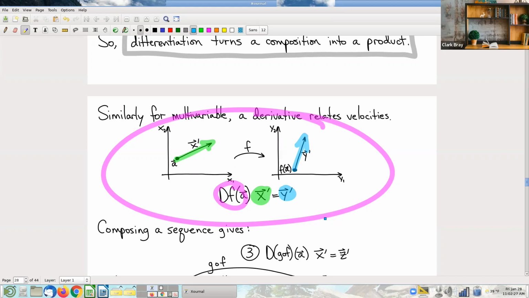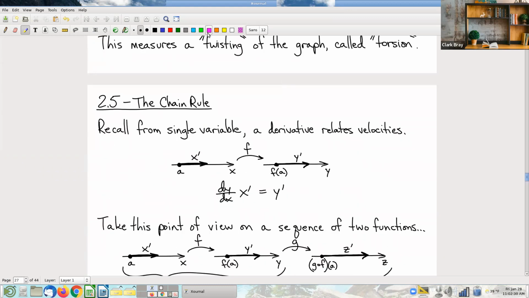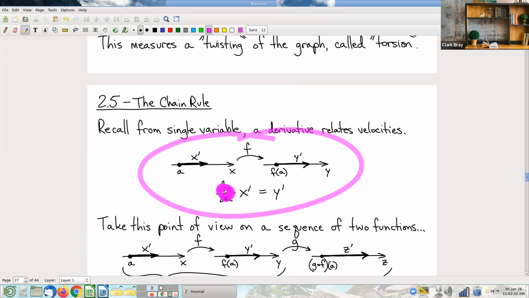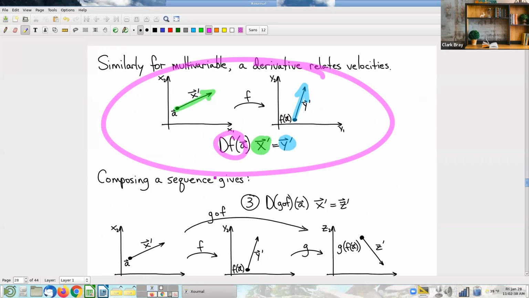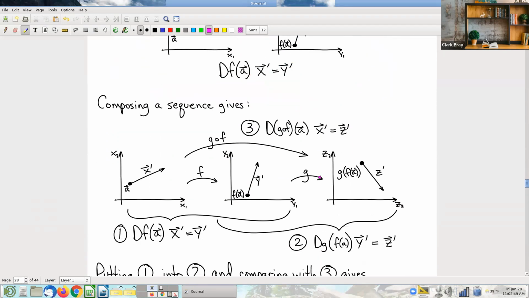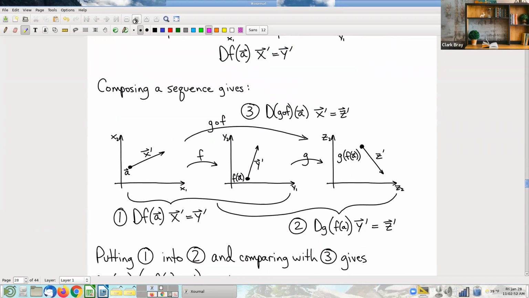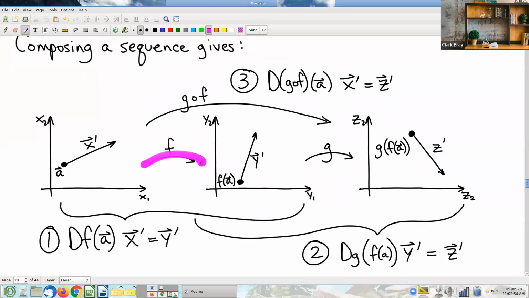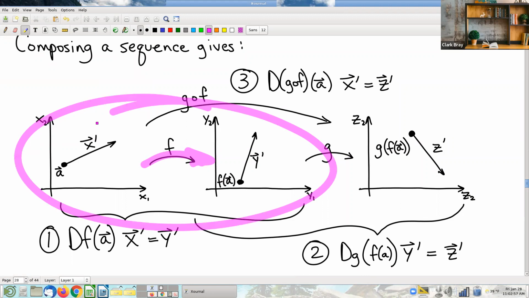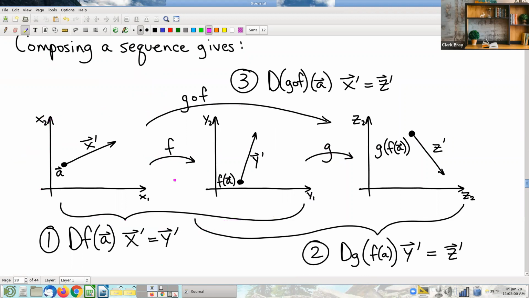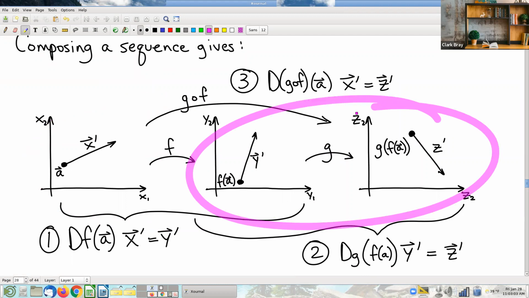I mean, familiar, right? That's what we were saying here. A derivative is a relationship between input velocities and output velocities. The only difference is that now the velocities are two-dimensional vectors instead of, you could think of them as one-dimensional vectors or scalars, however you want to think about it. So I'm going to do the exact same argument. I'm going to look at a composition. Here's a composition of first the function f that turns x's into y's. Then the function g that turns the y's into the z's. Now there's multiple variables in each stage, but still, okay.